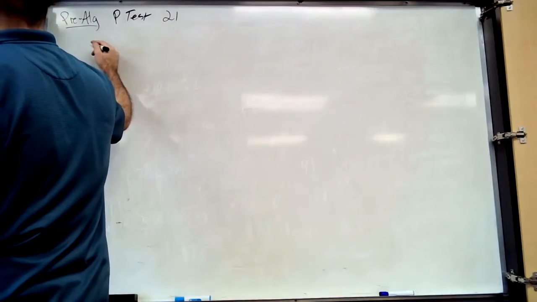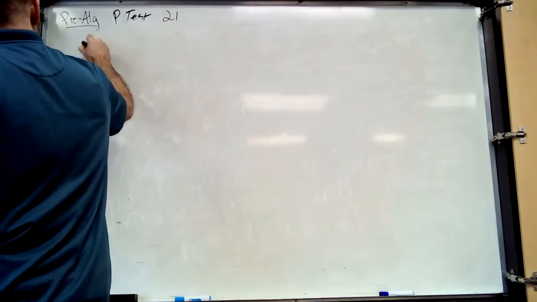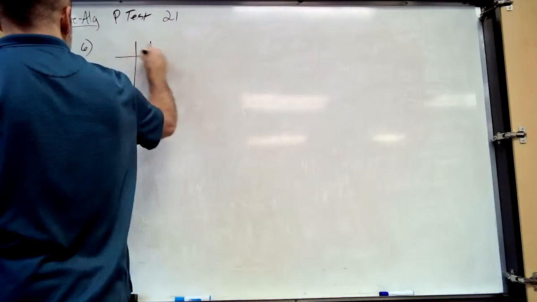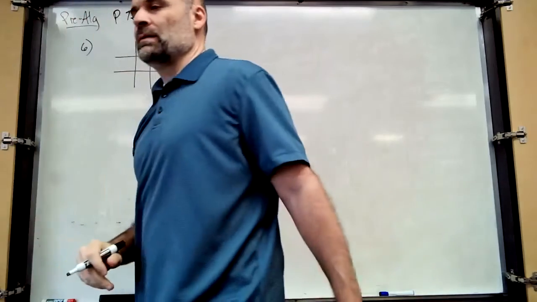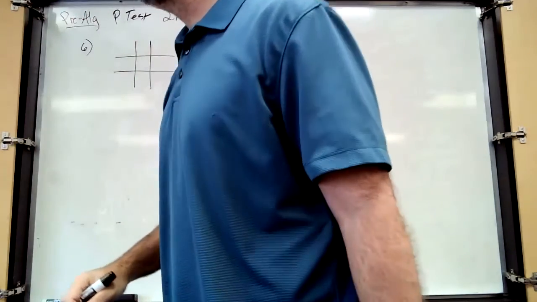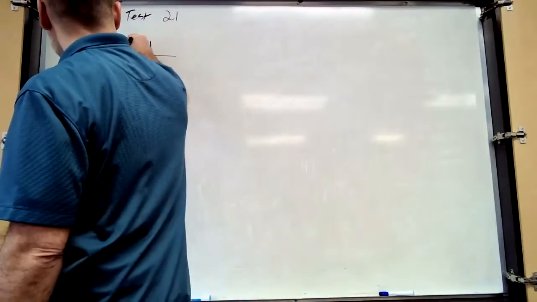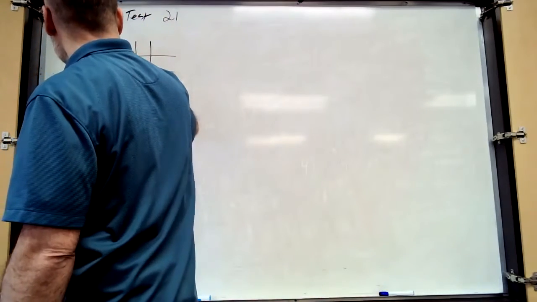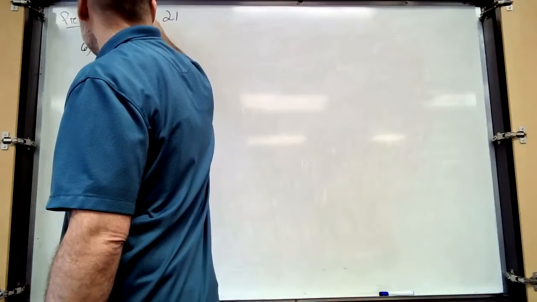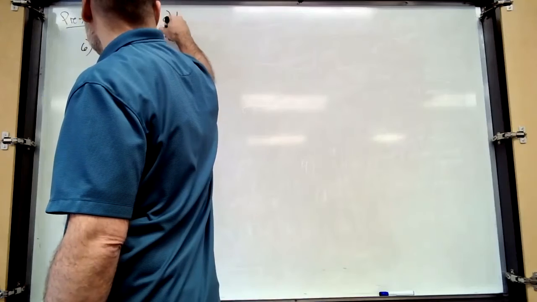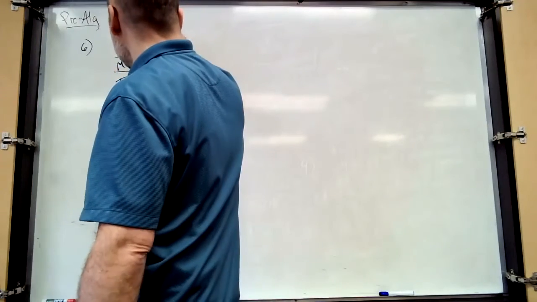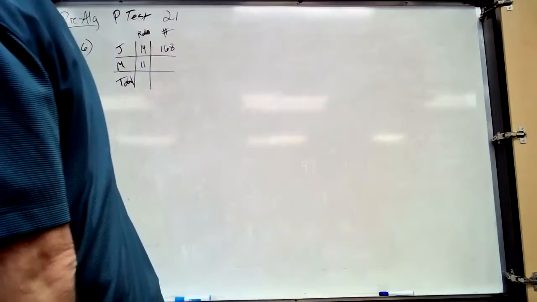All right, number 6, the ratio of jugglers to mimes. So here's jugglers, and here's mimes, and here's total, just in case we need it. The ratio of jugglers to mimes is 14 to 11. This is the ratio column. This is the actual number column. If there are 168 jugglers, so 168 goes in jugglers, how many mimes?